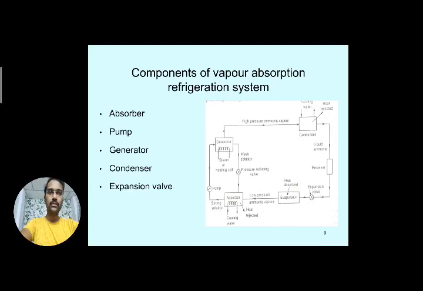What are the components of the vapor absorption refrigeration system? The first ones are absorber, pump, generator, pressure reducing valve. Next there is a condenser, expansion valve, and the next important one is the evaporator.